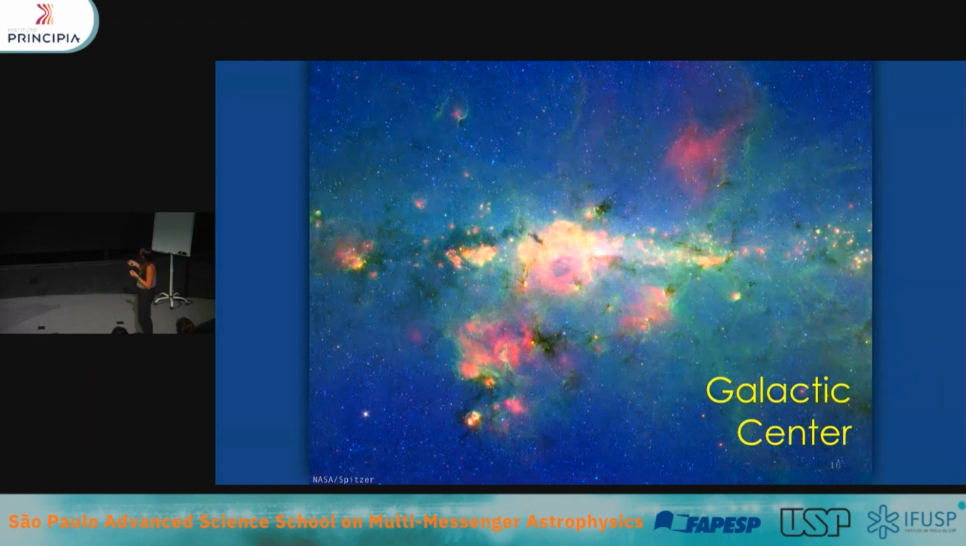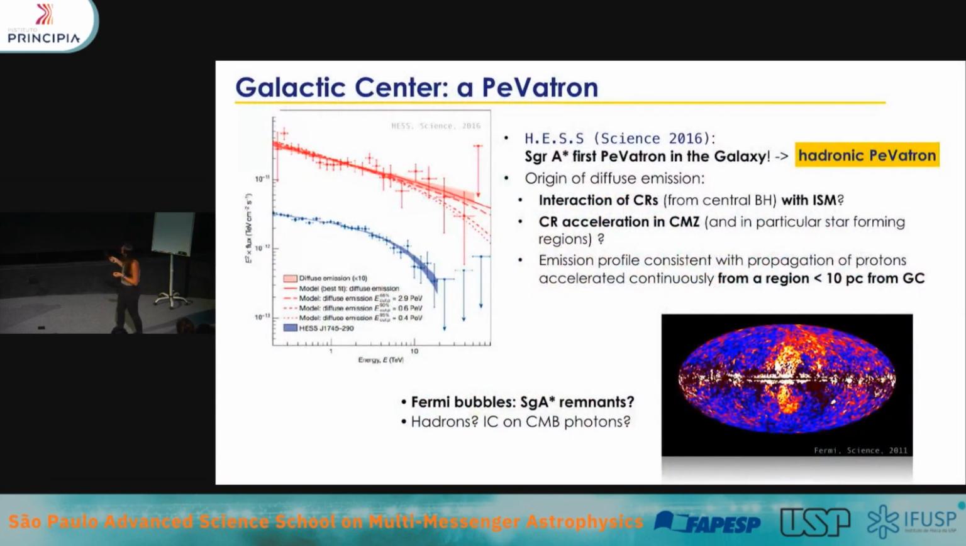So let's move briefly to the galactic center. In the center of our galaxy we have this Sagittarius A supermassive black hole. And actually, Sagittarius A is the first hadronic PeVatron that we have ever detected. This was a discovery that H.E.S.S. made in 2016.